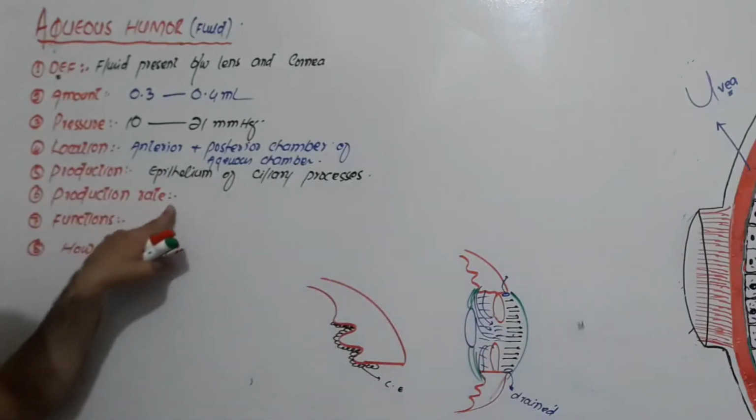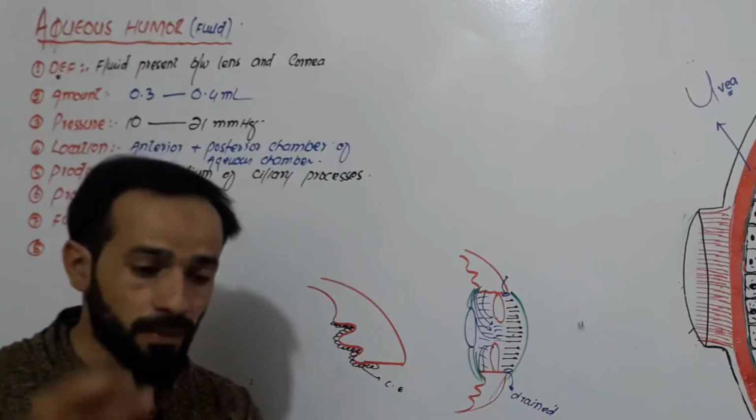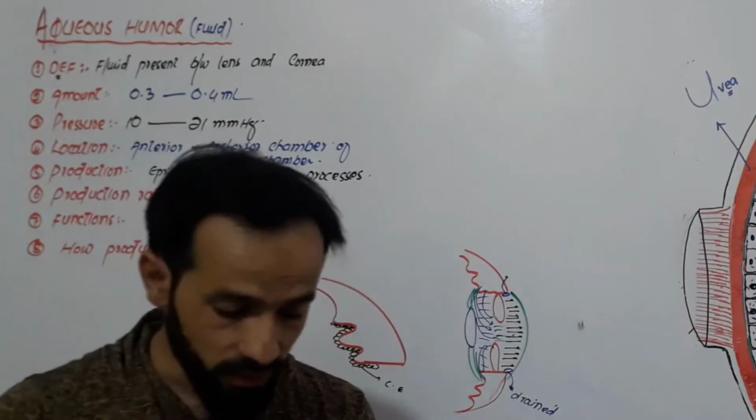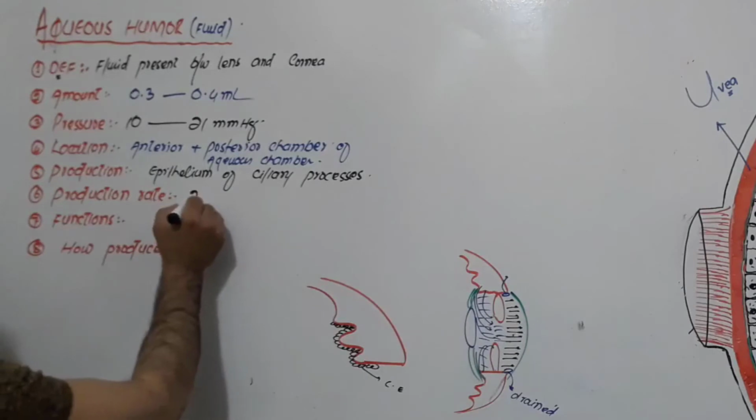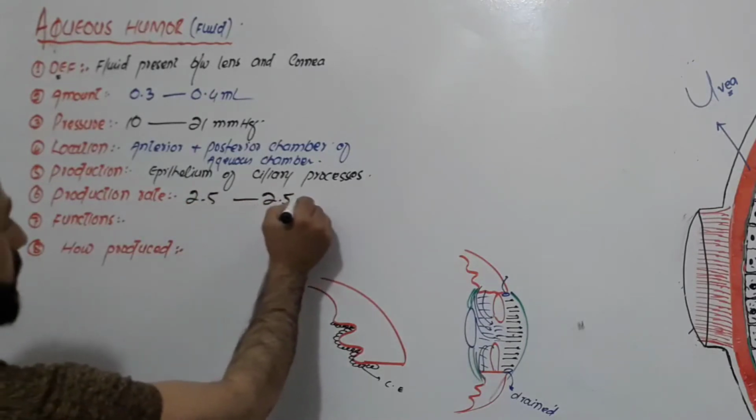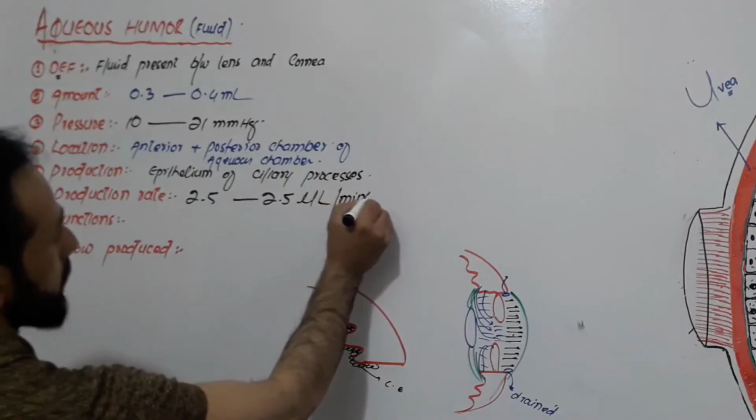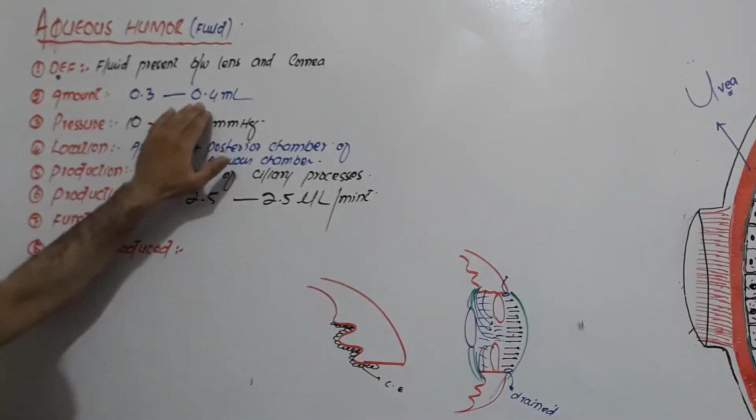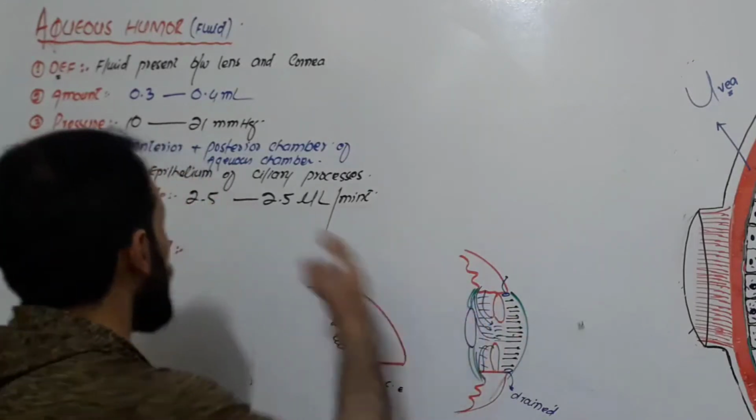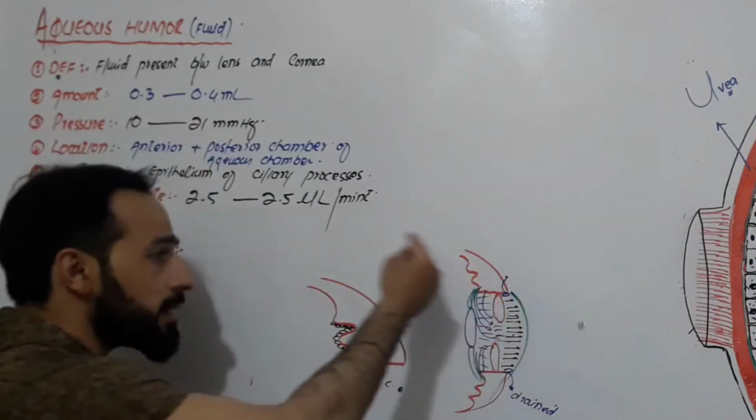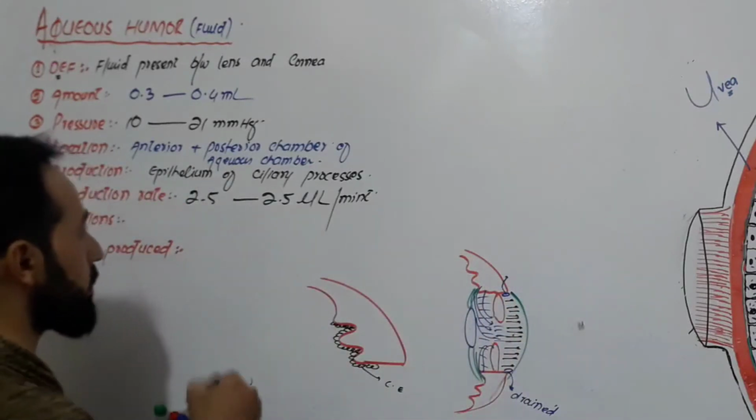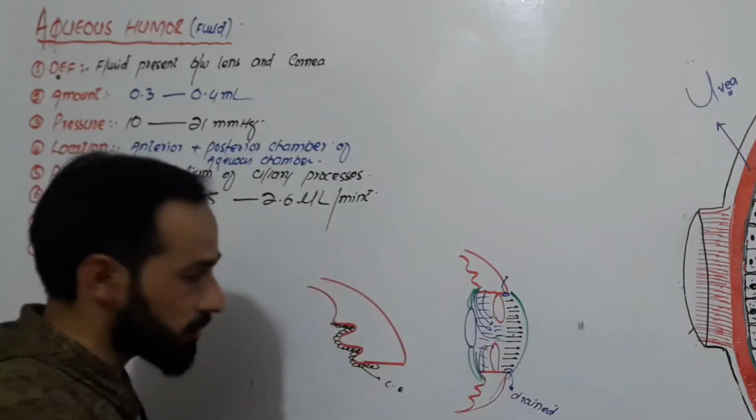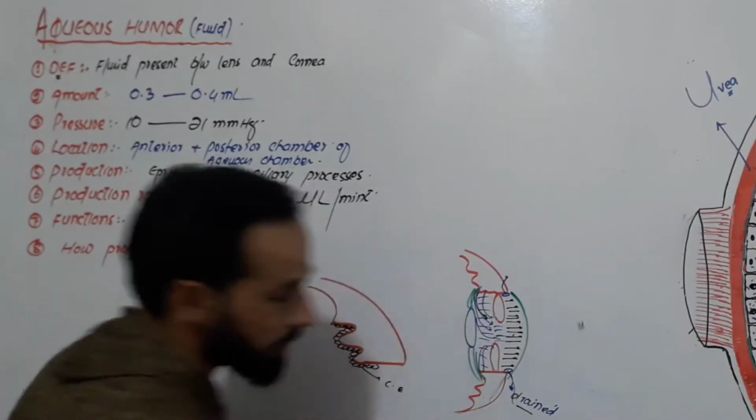And if this fluid is drained, there should be an equal supply again, right? So we say what is the rate of production of this fluid in 1 minute, right? We talk in 1 minute how much aqueous humor is present. So it's about 2.5 to 2.6 microliter per minute is the production rate of it, right? So the total amount is 0.3 to 0.4 ml, right? We know this. If we measure all this fluid, that will be 0.3 to 0.4 ml. But every minute 2.5 to 2.6 microliter is added, and the same amount is drained out, right? So from here addition occurs, and from here drainage occurs, right?